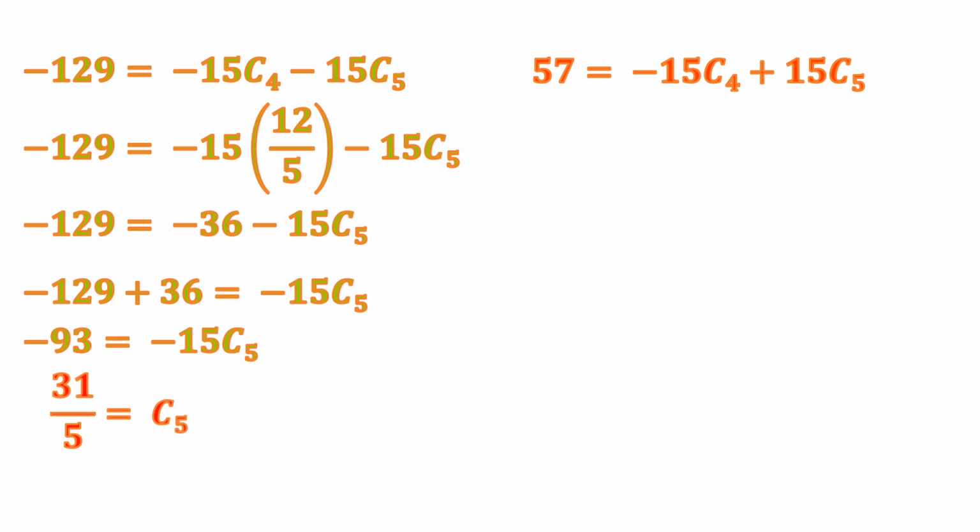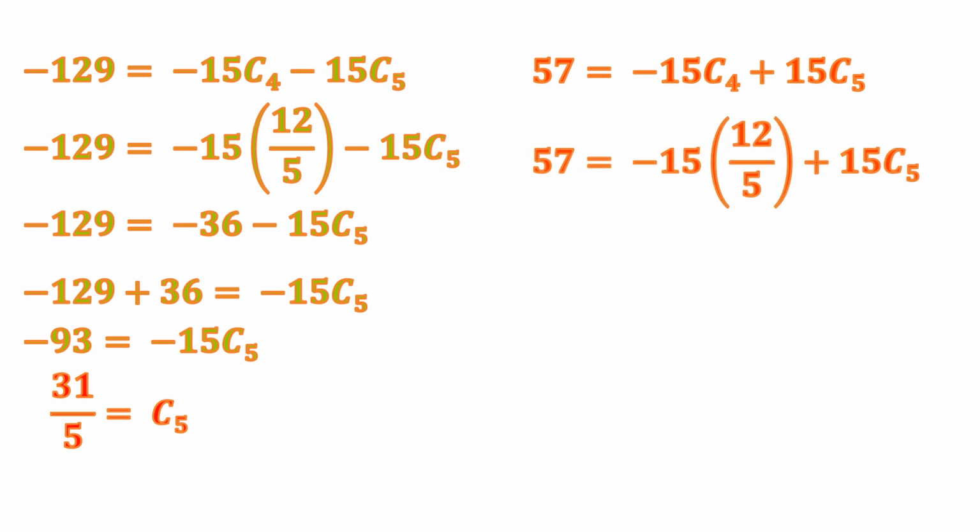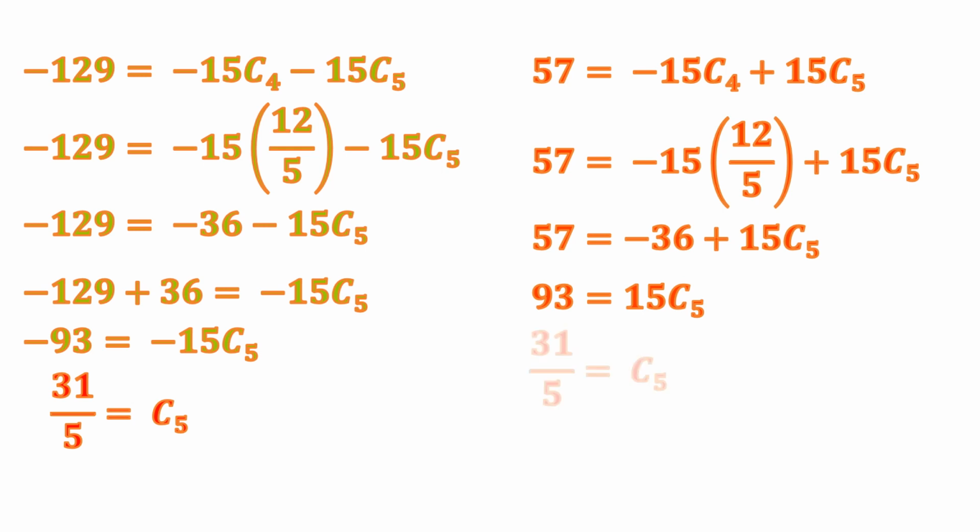Now we're gonna do the same to the orange equation, and the result must be the same, 31 fifths. So we change C4 to 12 fifths. Again, cancel 15 and 5, it's 3. So 3 times 12 is 36. And then we transpose. So 57 plus 36 is 93. Divide by 15 both sides, so it's 31 over 5. So this means our C5 is really 31 fifths.